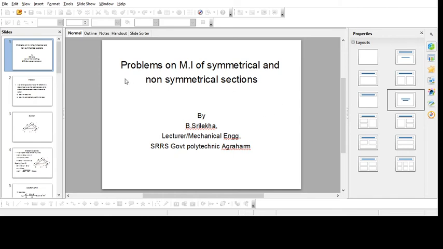So Iy1 means 10 into 120 cube by 12 plus 1200 into 28.9 square. Next, the second one is 70 into 10 to the power of 3 by 12 plus 700 into 26.1 square. Next, the third one, 10 into 40 cube by 12 plus 400 into 20 square.